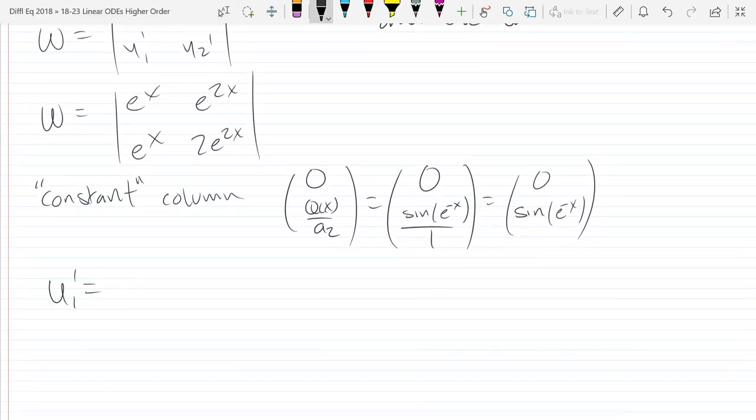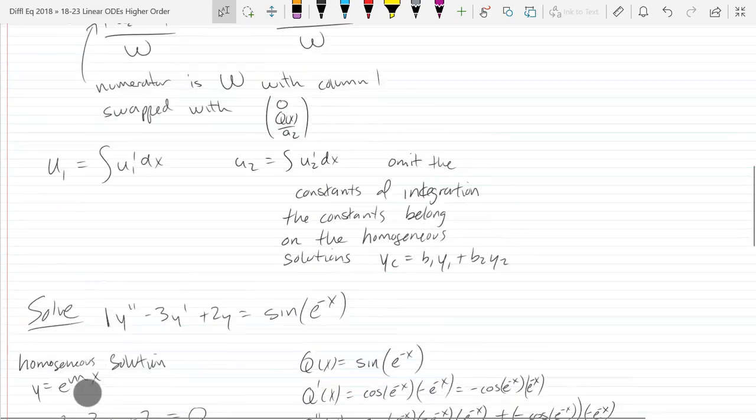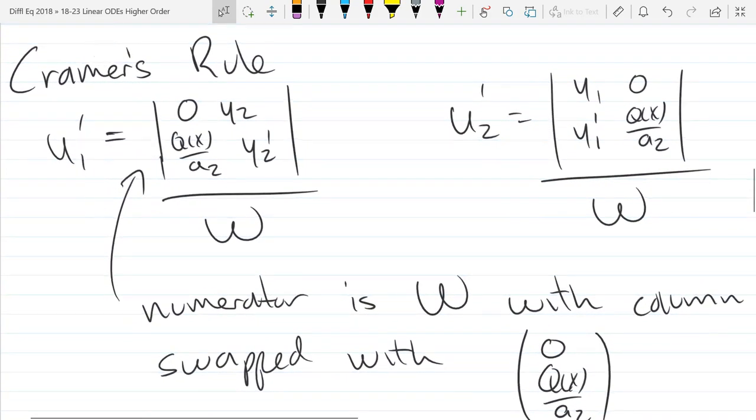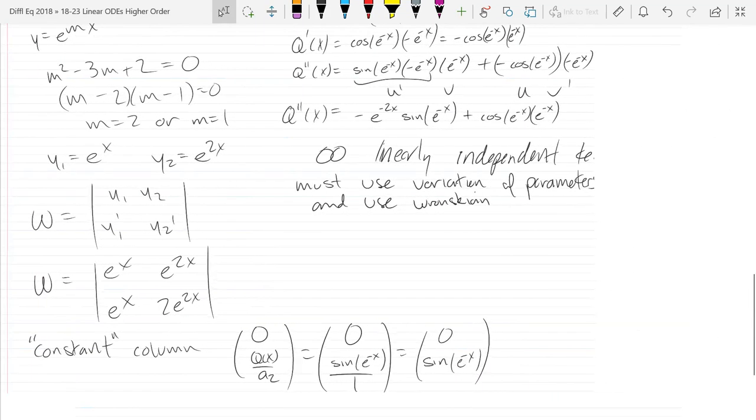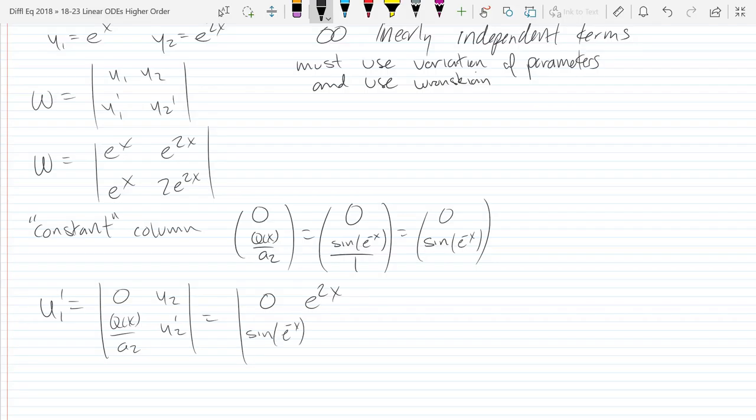And we have u1 prime. This is just the u1 prime up above from the Cramer's rule. Cramer's rule here, I'm just writing out these two right now. For u1 prime, we're going to take our column 1 and put the constant column in its place. So u1 goes 0, q of x over a2, and then y2 prime. So we can write this out: 0, y2 is e to the 2x, and now q over a2, sine e to the negative x, and 2e to the 2x.